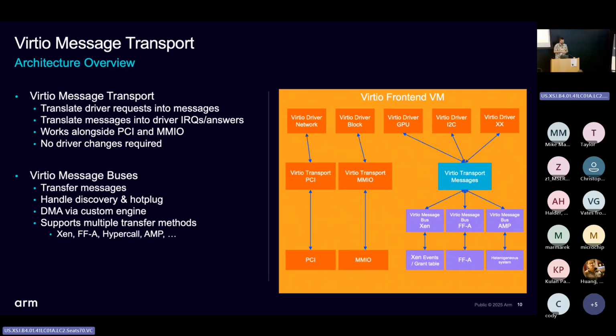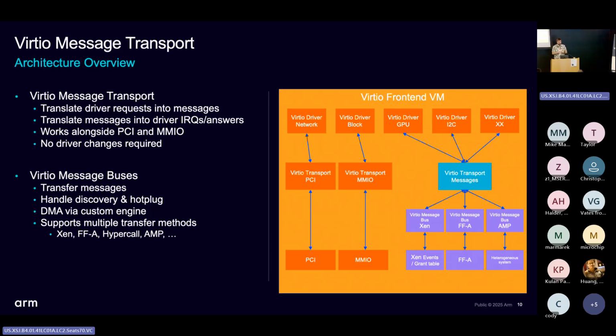And then we created a bus. So why did we split the design this way? This was to have as much code as possible which is generic, and having the possibility to transfer the message through different ways without too much implementation in each bus driver.